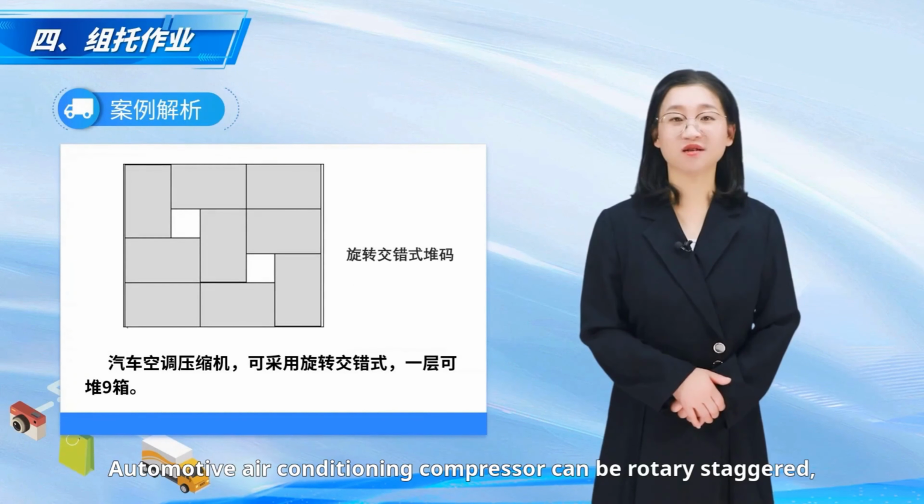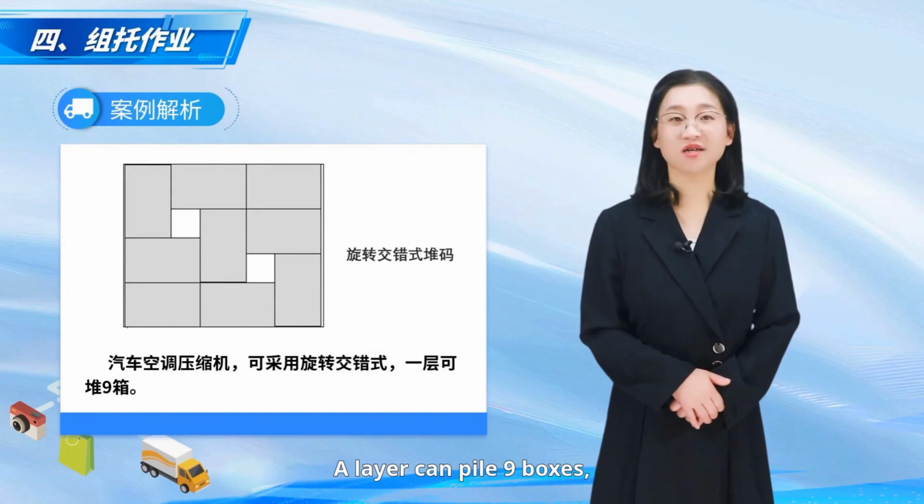automotive air conditioning compressors can be rotary staggered. A layer can pile 9 boxes. The palletizing method is also as shown in the figure.